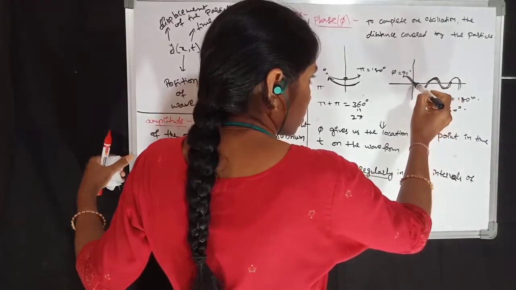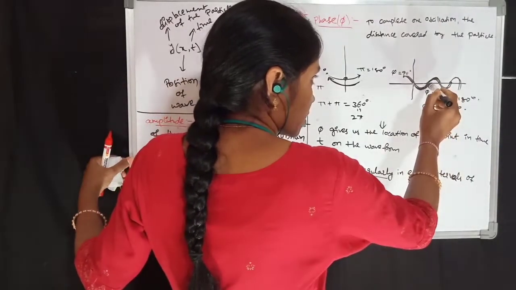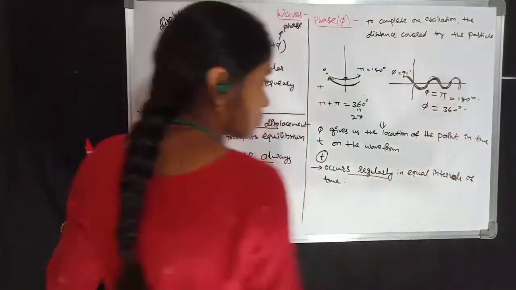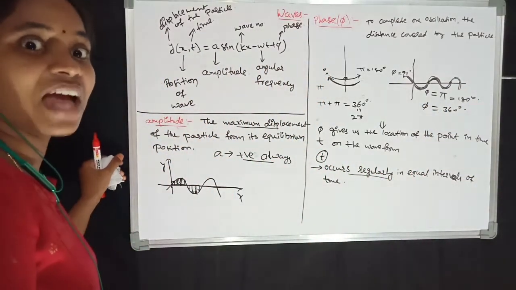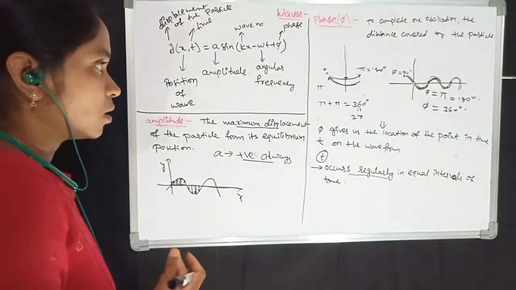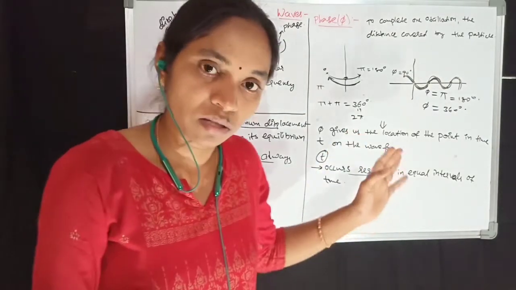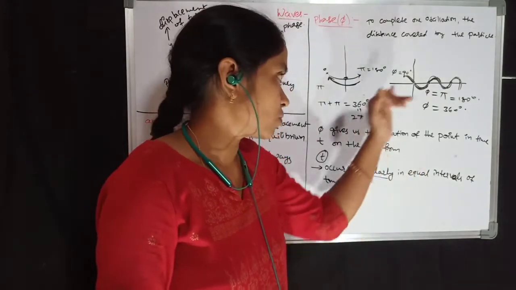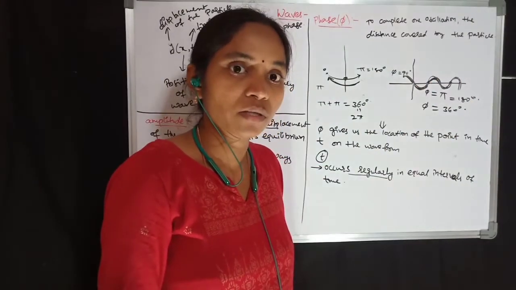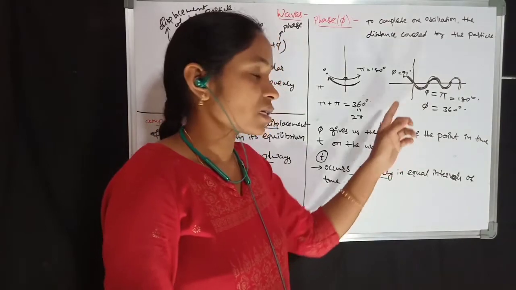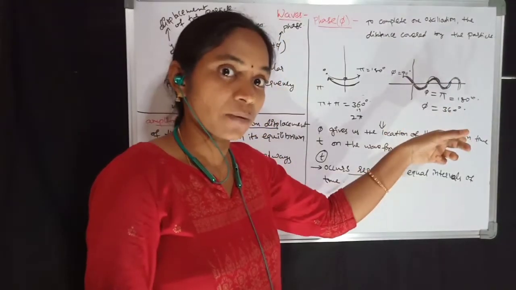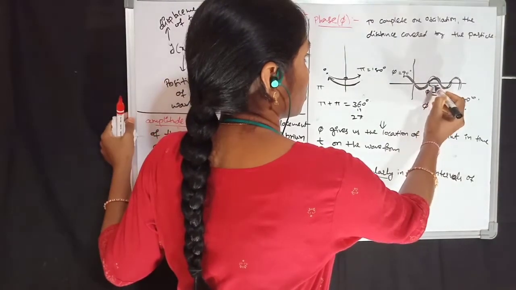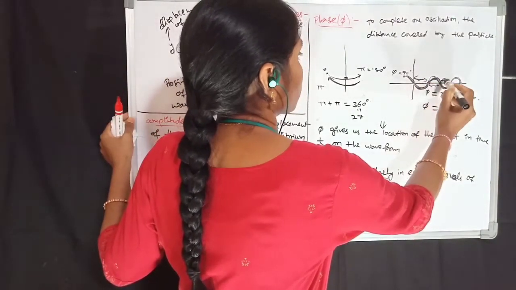This is the phase of the wave. The phase always remains constant. Phase is nothing but the angle here. It may be 90 degrees, 360 degrees, 180 degrees, whatever. The phase angle of this wave always remains constant, and it occurs regularly in equal intervals of time.